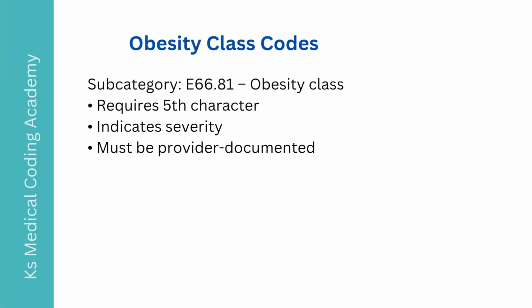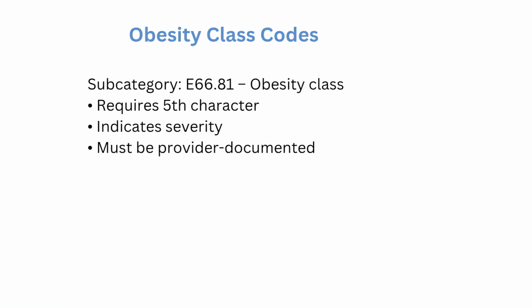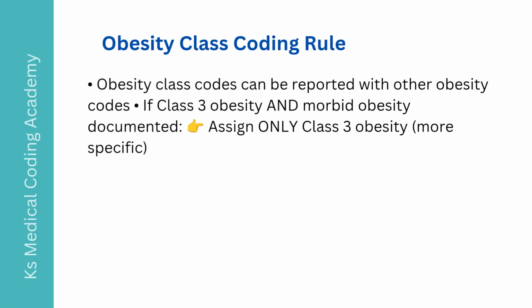Obesity class codes. Obesity class codes are found in E66.81. They require a fifth character and must be documented by the provider. Obesity class rule. If both class 3 obesity and morbid obesity are documented, assign only class 3 obesity because it is more specific.